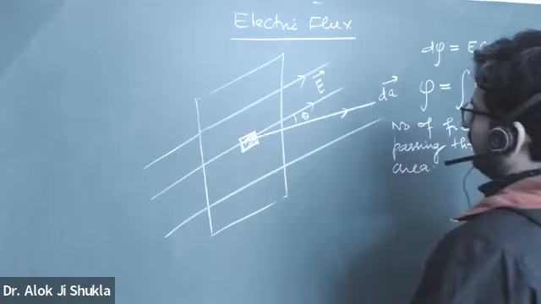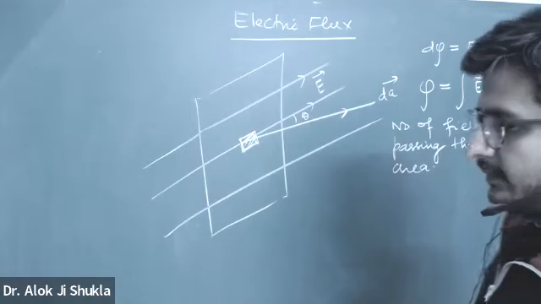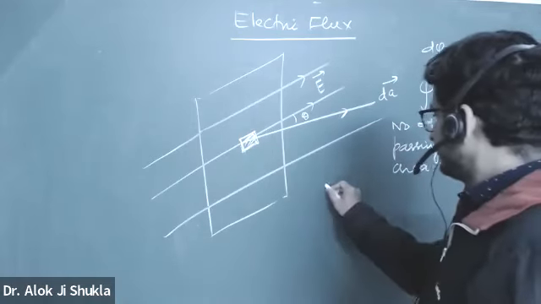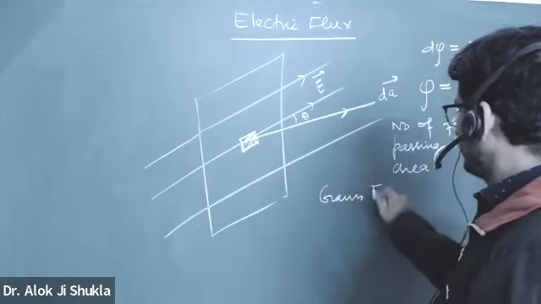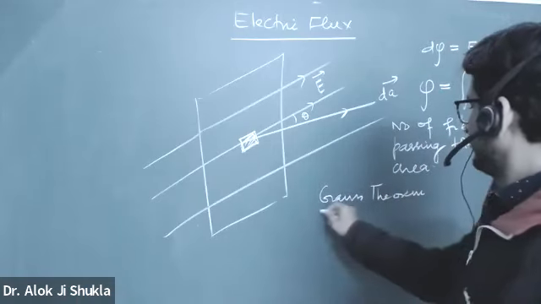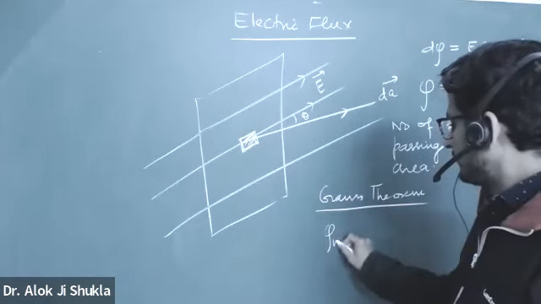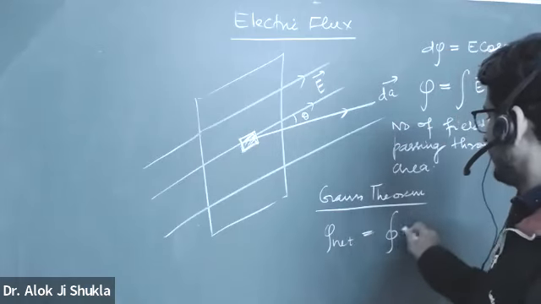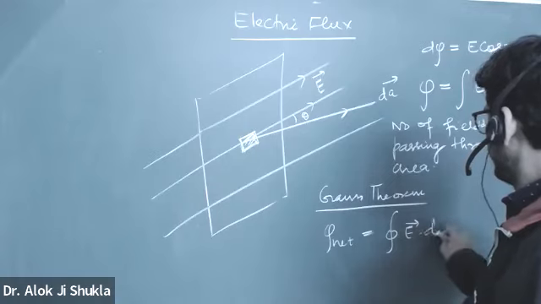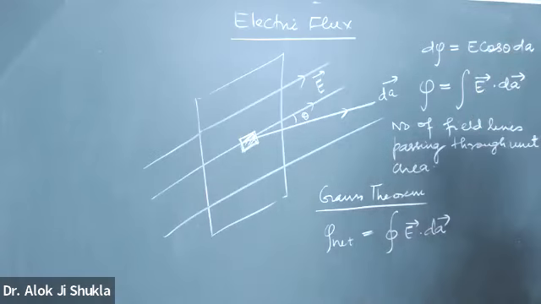Now the Gauss theorem that I am going to tell you is associated with this. And Gauss theorem is, if I write net flux as the closed integral of E dot dA, this will be equal to the charge enclosed in that closed area over epsilon naught. This is the Gauss theorem.